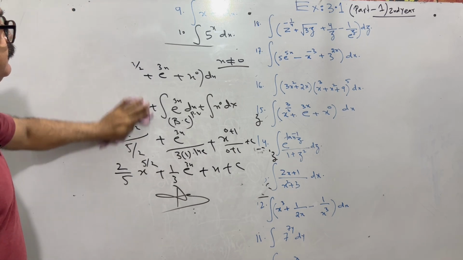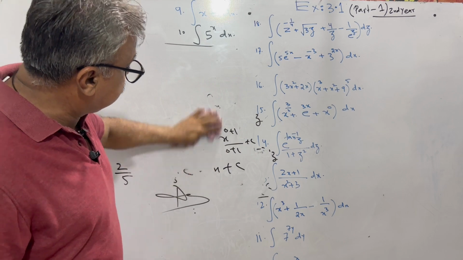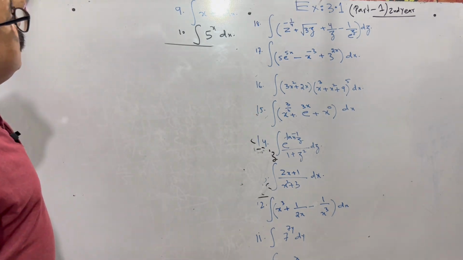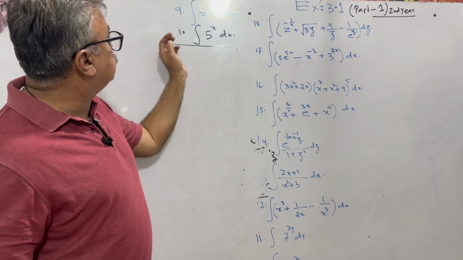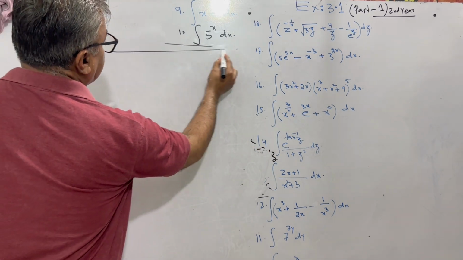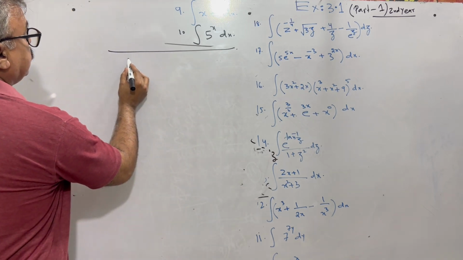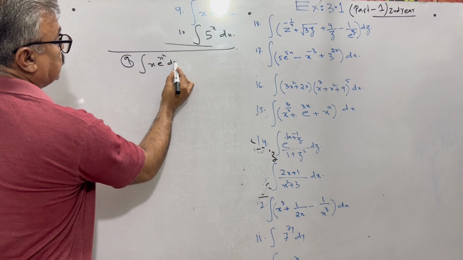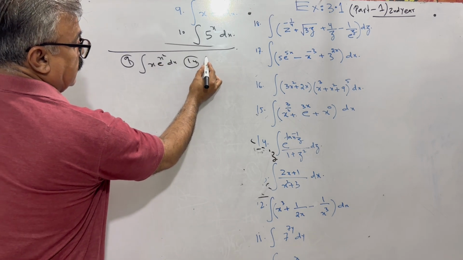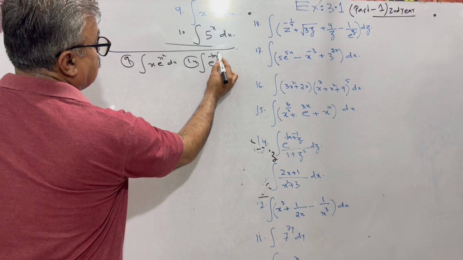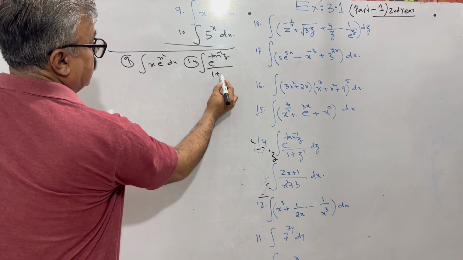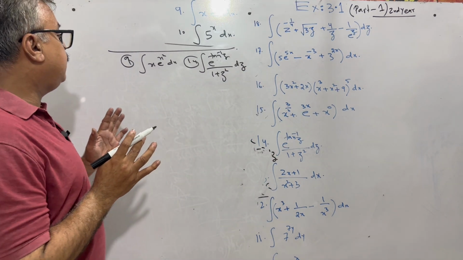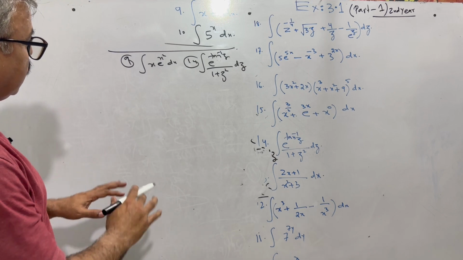Moving towards the next question. It's a good one. Let me solve two for you. 14 and 9, they are almost of the same type. Let me explain to you these two. Write them together: 9 is x times e raised x square dx, and 14 is e raised tan inverse of z over 1 plus z square dz. Before directly integrating this, let me refresh your memory.